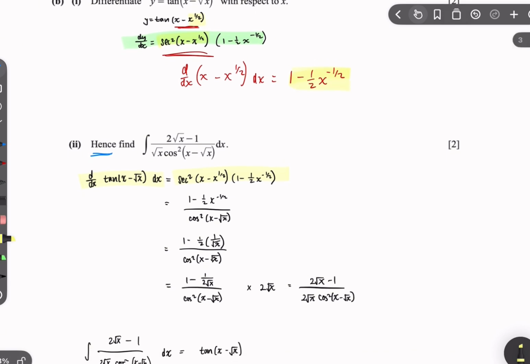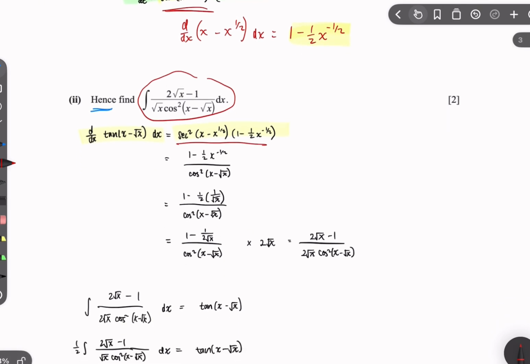So you have to try and simplify this part to make it equal to this. Okay, so the way I did this was for secant squared of x minus x to the power of half, we know that secant squared x is equal to 1 over cos squared x. So I just changed secant squared of x minus x to the power of half to 1 over cos squared of x minus root x. And then that is multiplied by 1 minus half x to the power of negative half. Okay, so that gets us this part of the working.